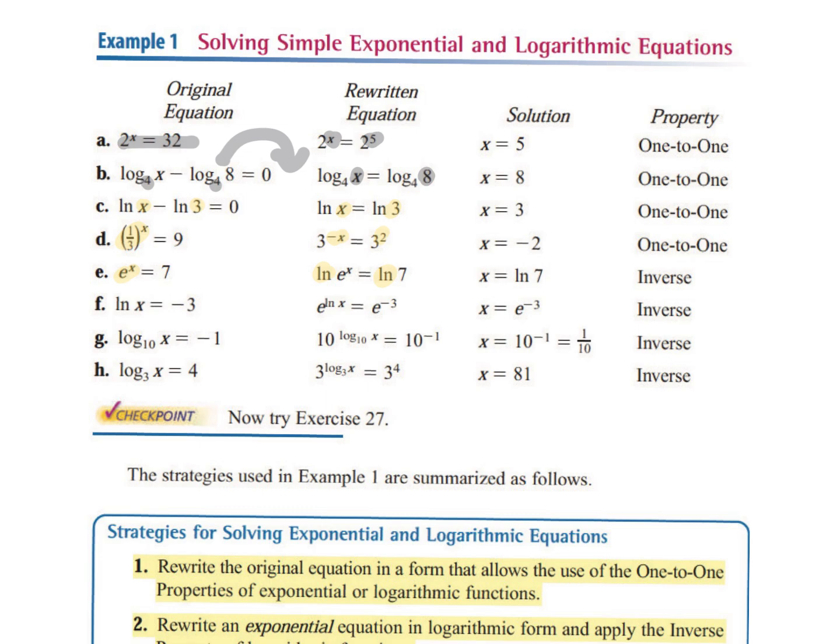Same with the other one. We have log 3 of x equals to 4. If we add a 3 for the base, the log cancels out. And you're left with x is equal to 3 to the 4th power. Now, this also has to do with 4.3, which is how you rearrange the log equations.